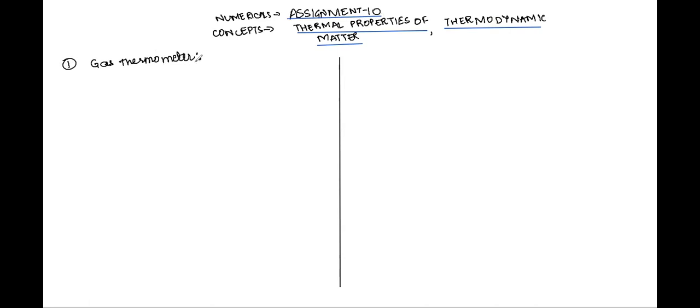we utilize a concept that if at a particular temperature I know what is the pressure, so we say that pressure and temperature are linearly related. Pressure and temperature for a gas are linearly related. See, we all know by ideal gas equation PV is equal to nRT, right? So we use this concept in the working of a pressure thermometer.